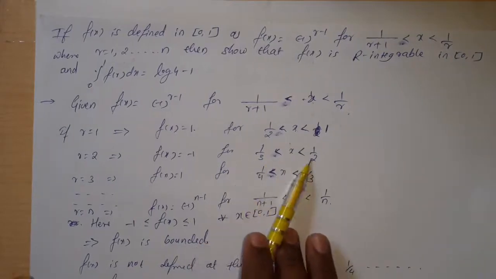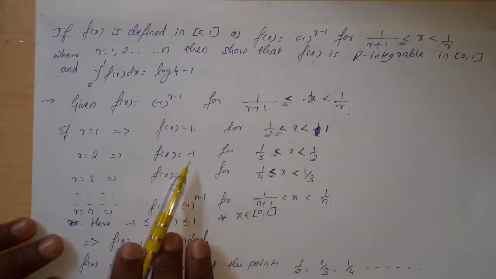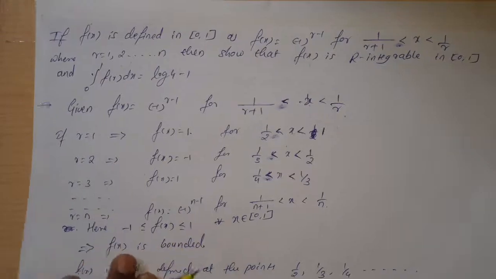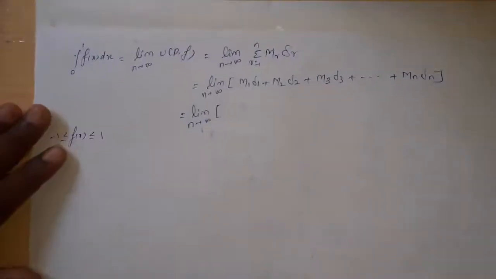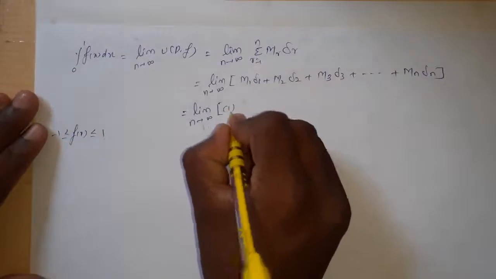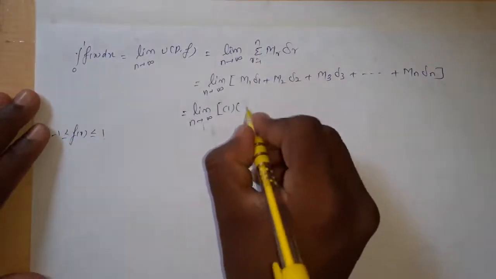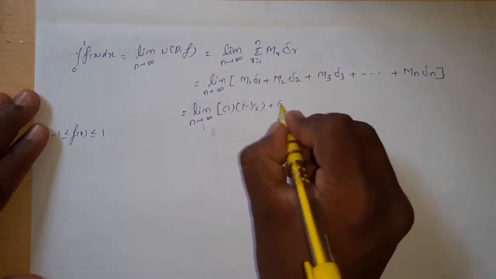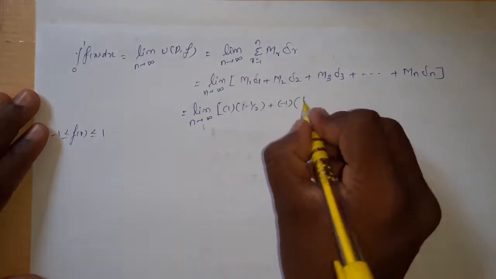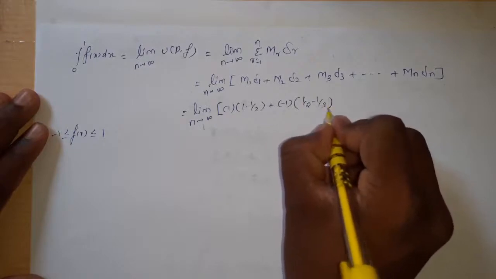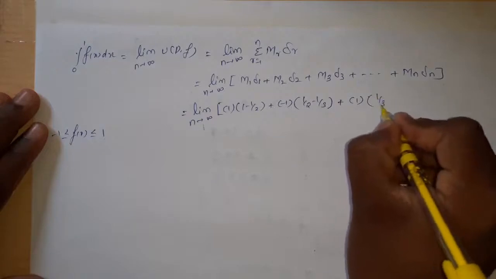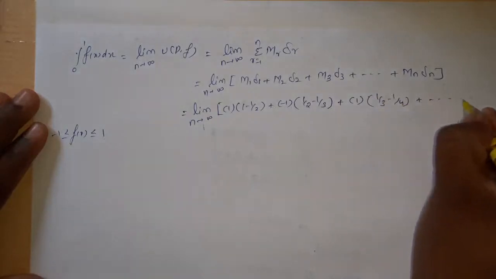So it is the second subinterval, and here f of x equal to minus 1. So that is the constant function, hence supremum and infimum both will be equal to minus 1 only. So therefore, now substitute the values of them. m1 is plus 1 in the first subinterval, and delta 1 is 1 minus 1 by 2, upper limit minus lower limit. And similarly m2 is minus 1, and here it is 1 by 2 minus 1 by 3, plus m3 is again plus 1 into 1 by 3 minus 1 by 4, and so on.